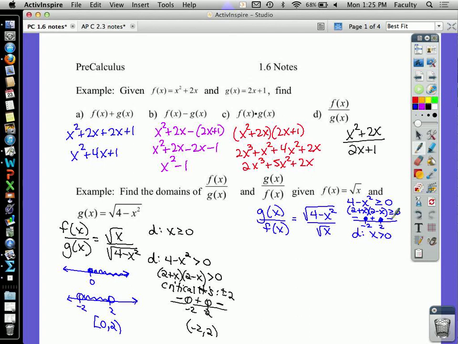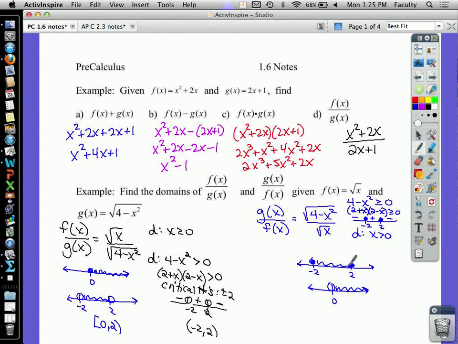Now you've done most of this work already. If you look at the denominator, now x can't be 0 because that's in the denominator. So this is open circle going to the right. Now in the numerator, it can be -2 and 2.